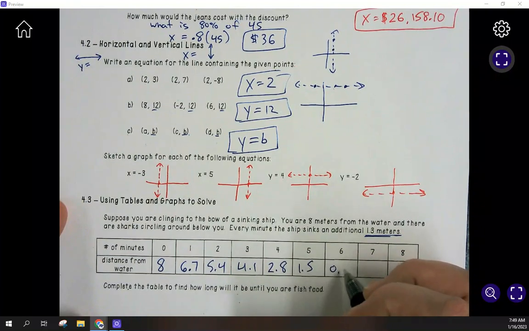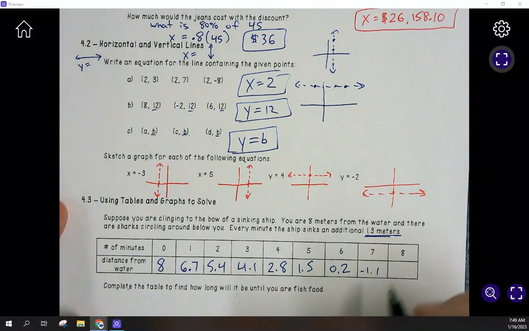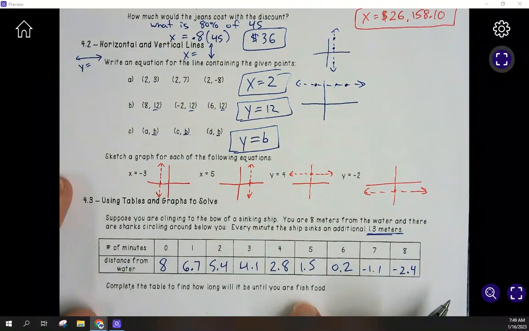1.5, 0.2, almost in the water. Then we would get some negative numbers here. If we were still sinking at the same rate, we're now sinking underwater. And so we're going to complete the table and answer the question, when do we become fish food?